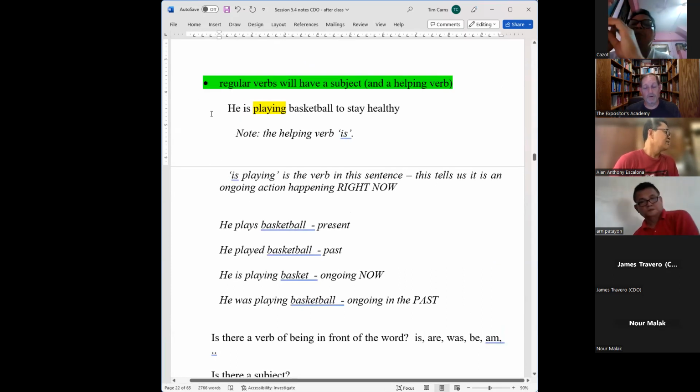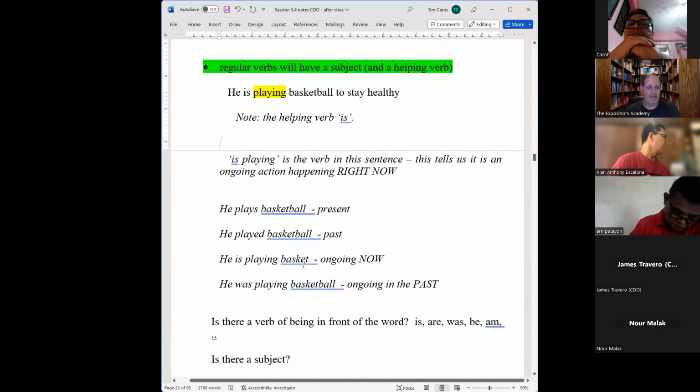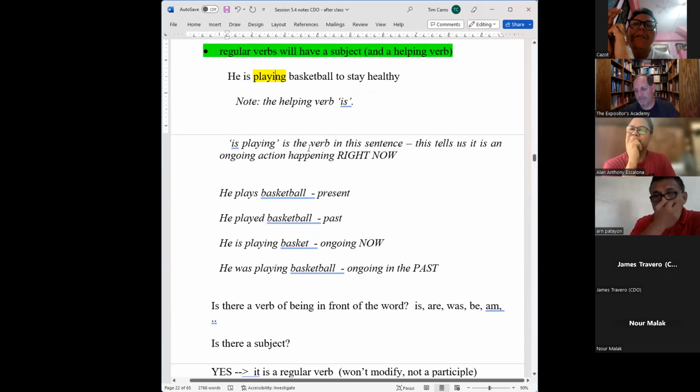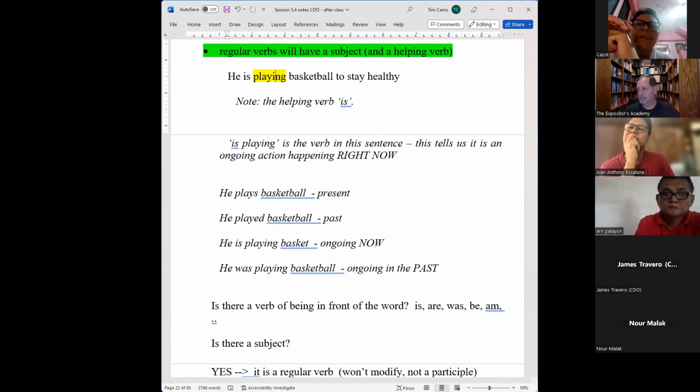All right. If you see a word that looks like a participle, first ask, okay, is there a verb of being in front of it? And is there a subject? And notice he is the verb of being, and there's a subject, he. So playing is not a participle. Okay.